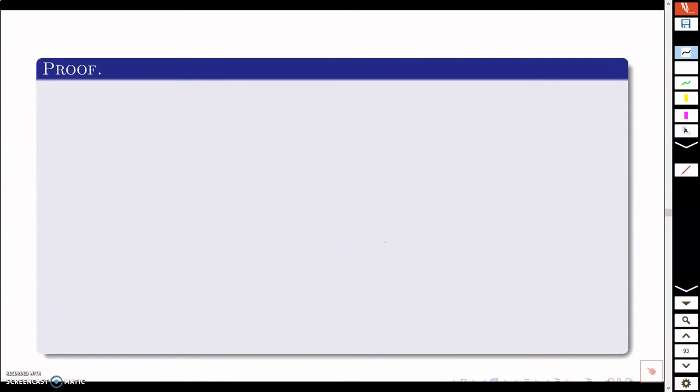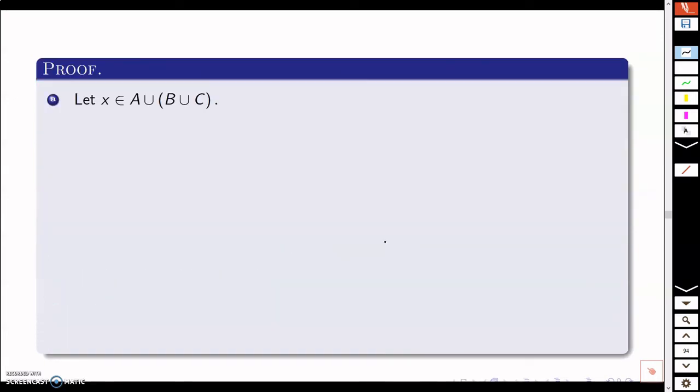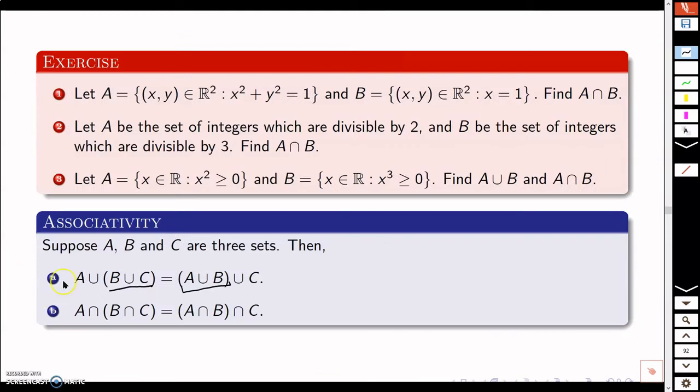Yeah, so let's look at the proof. What I want to prove is A union (B union C) is the same as (A union B) union C, the first one. So how do I show that two sets are equal? I will have to take a point here and show that it is on that side, and take a point on that side and show that it is on this side. That's the standard way.